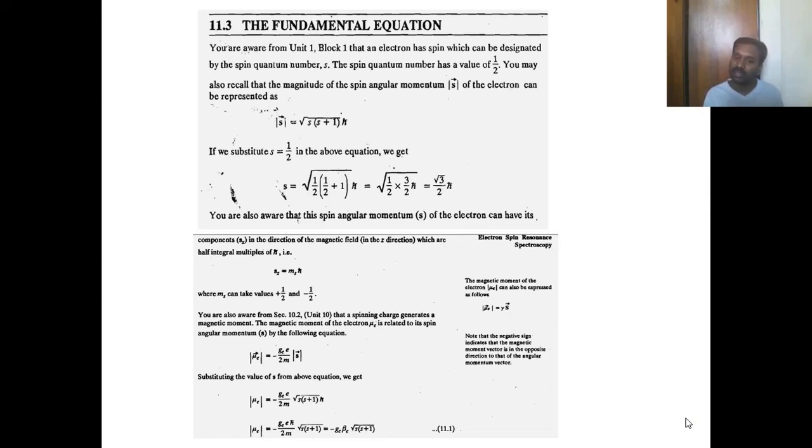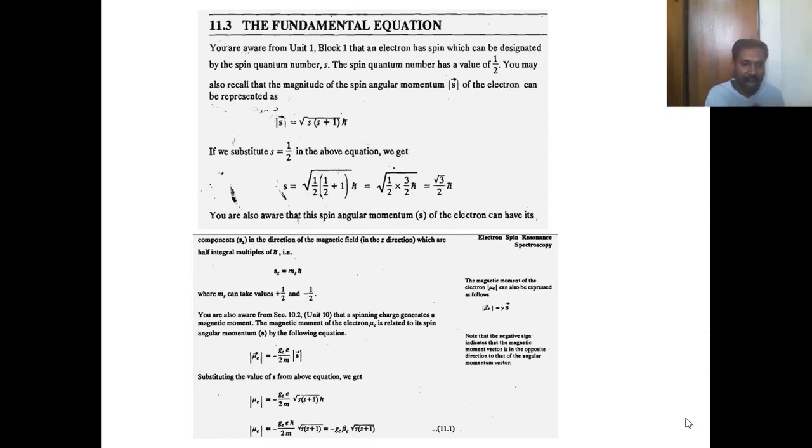If S is equal to 3/2, MS is -3/2, -1/2, 0, +1/2, +3/2. I hope you know how to arrive at these orientations by applying the rule: S, S-1, S-1-1, and so on till you get -S. Now, for the electron we are considering for our discussion, it's a free electron. S is equal to only 1/2. Therefore, only 2 orientations are possible, which are characterized by MS equal to +1/2 and -1/2.